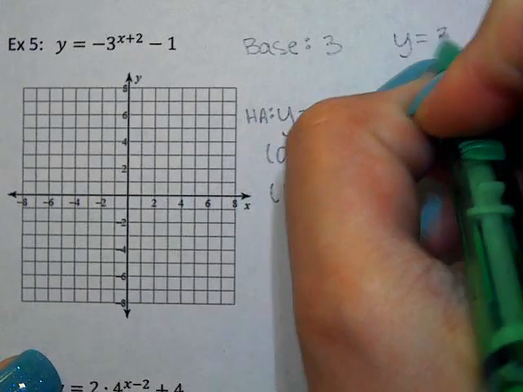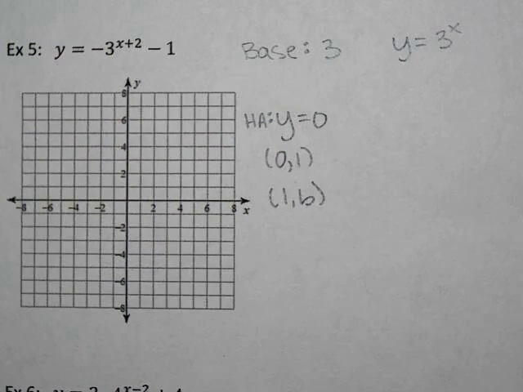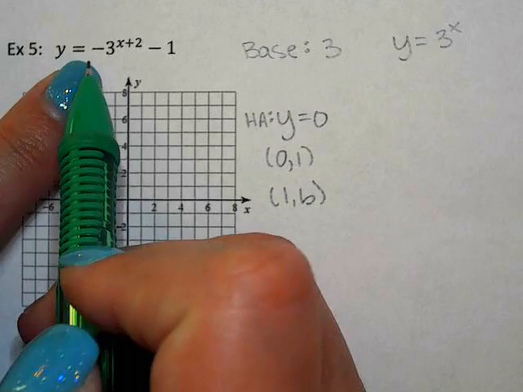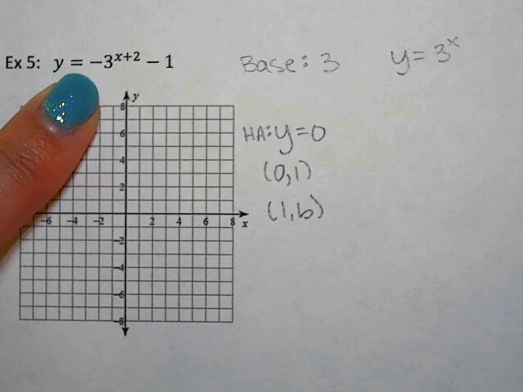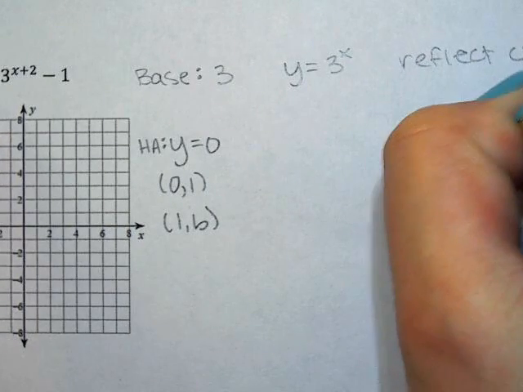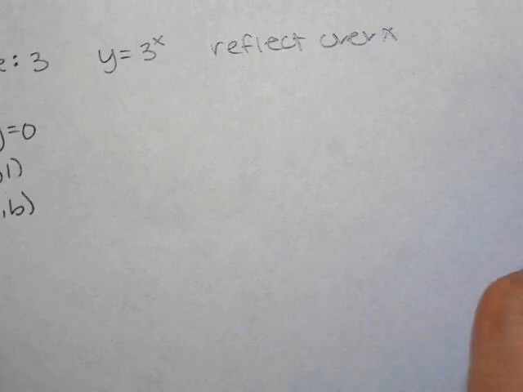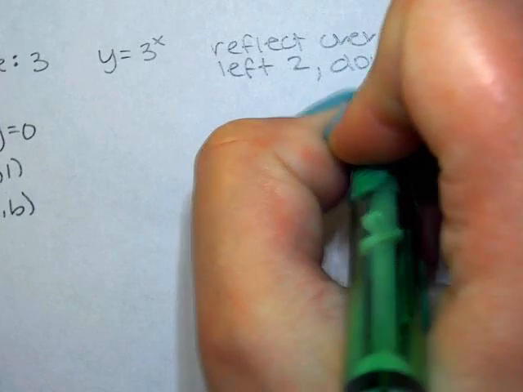And y equals 3 to the x had different transformations happen to it. Okay? So the 3 is not a transformation. So outside of the 3, what are the other transformations? What are the other things happening to the equation that you can see? Okay, reflect over x, left 2. So we saw reflect over x, we saw left 2, and then what else did we see? Down 1.